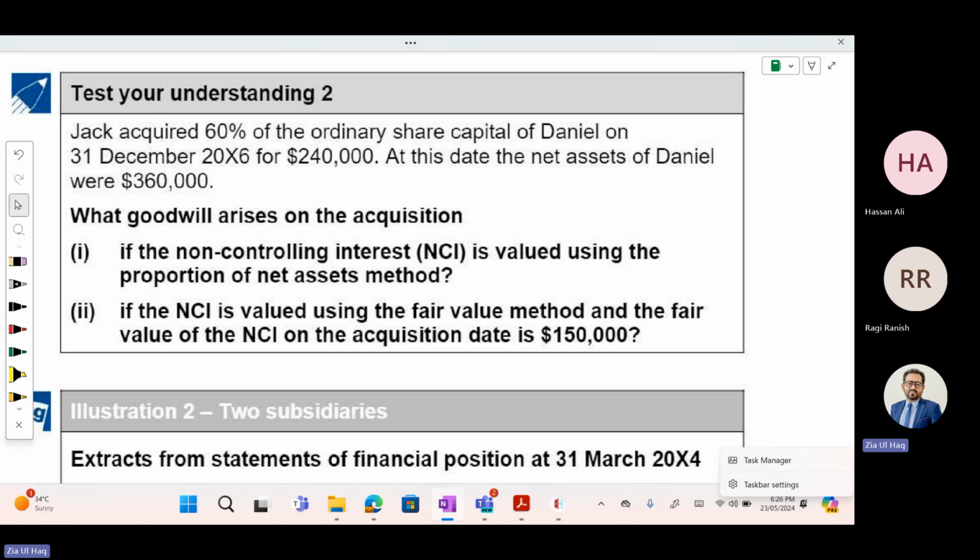And assets from... According to requirement 1, NCI will be measured on the proportionate of net assets method. If there is any fair value given, you need to ignore it. Even in the question, there is no fair value given. What are the net assets? What is their proportion?